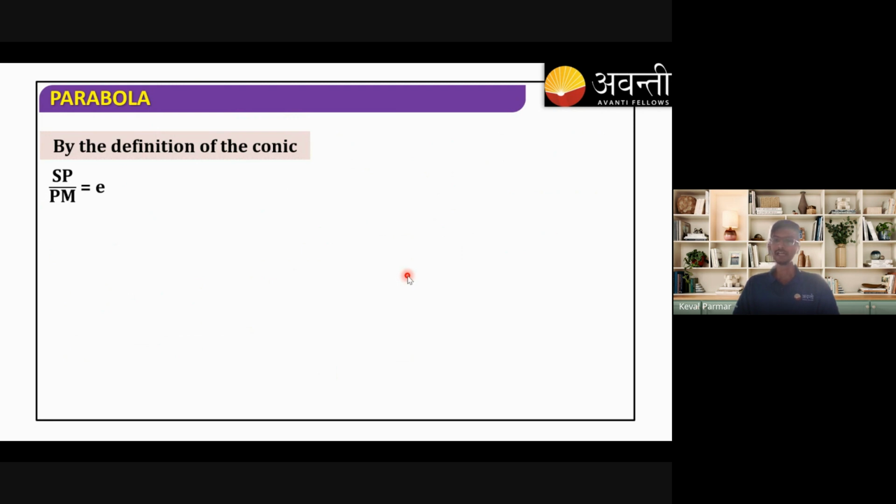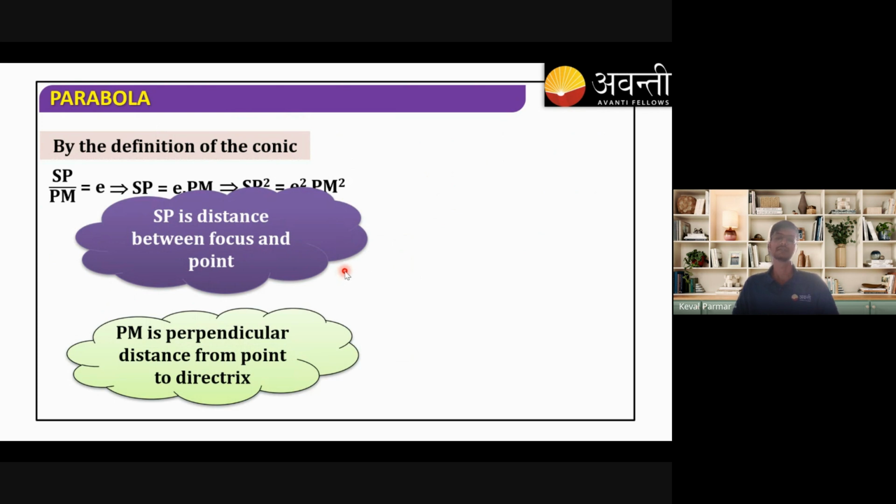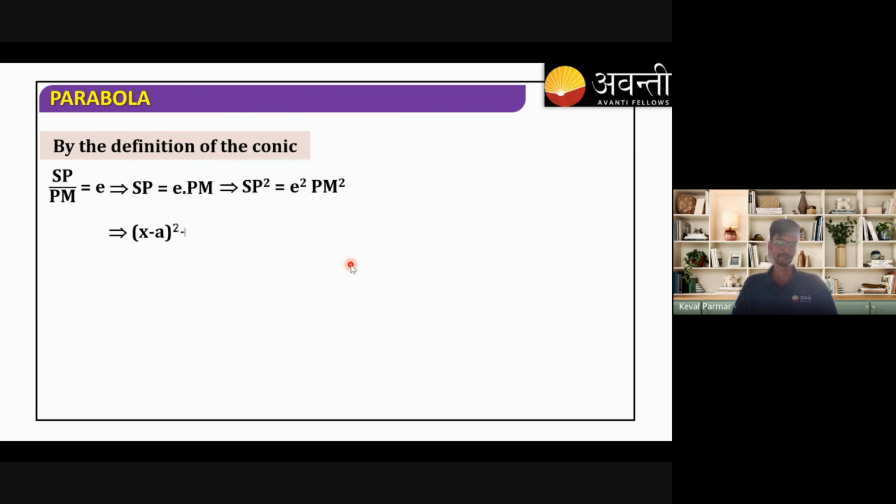Right, now we are not putting the value of e just now. Let's see. SP will be equal to e PM. So if we square on both sides, now why did we square? Because we are going to use the distance formula. So for SP, we'll use the distance formula between the focus and the point. I hope you understand what we let the focus be. The focus was S and P was the locus, which is h comma k. So this will be SP squared, x minus a the whole square plus y minus b the whole square, where the focus was a comma b, equals e square times PM square. PM square was the perpendicular distance. I hope you know how to use the perpendicular distance formula, right?